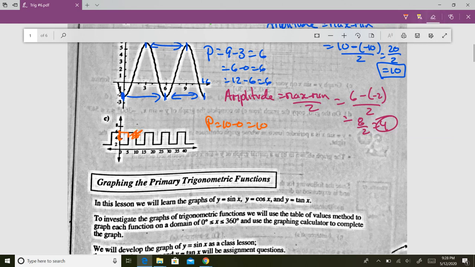Okay. Do we not want to erase? We don't want to erase. We use a different color. Could go from the bottom here, where it's falling, to the next falling, which is there. 10 minus 0 is 10. So period is 10.